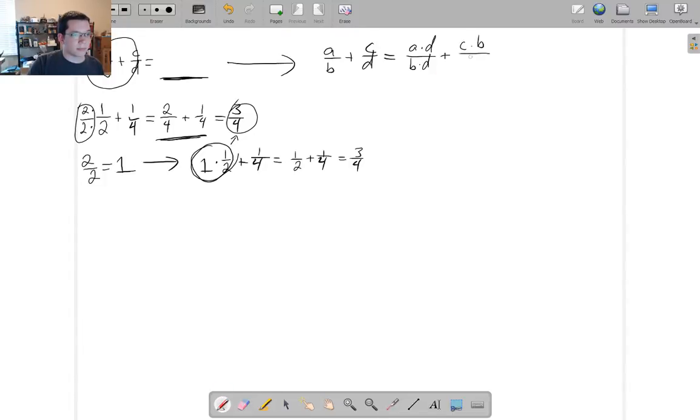C times b over b times d, which is equal to, now these are the same, so we can add the tops. So we have a times d plus c times b over b times d, which is what we have down here.